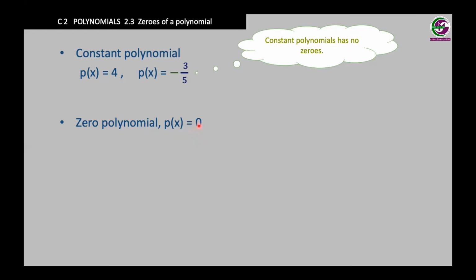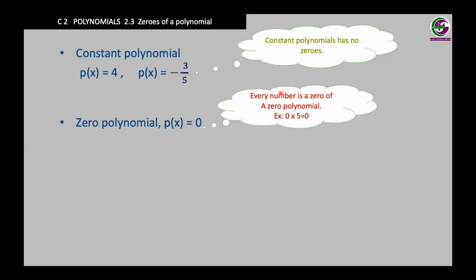Think about 0 being multiplied by any variable, 0 times x. It's the same. So can't you replace x by 1? Yes. Can't you replace x by half? Yes. Can't you replace x by root 2? Yes. Can't you replace x by pi? Yes. So here is the answer. Every real number is a 0 of a zero polynomial.